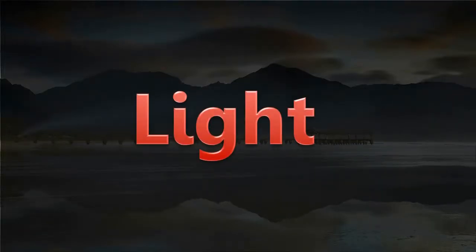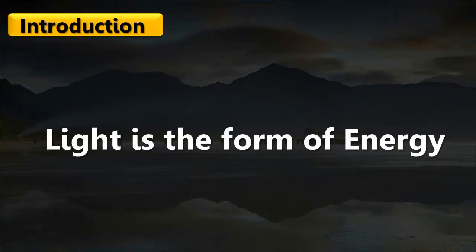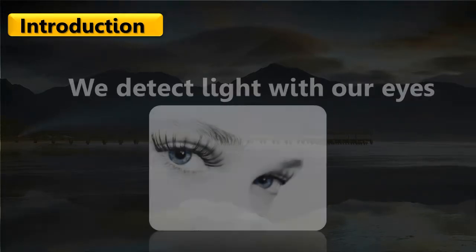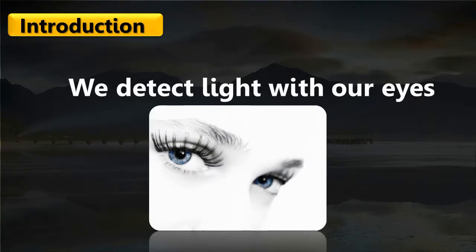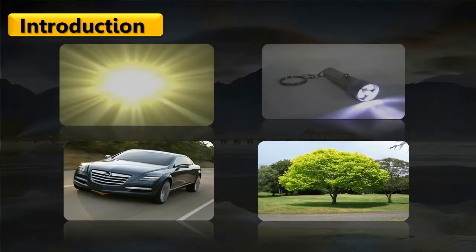Light. Introduction. Light is a form of energy. Light is needed to see things around us. We detect light with our eyes. Though we can see the various things around us, eyes alone cannot see any object. It needs light to see the things around us.